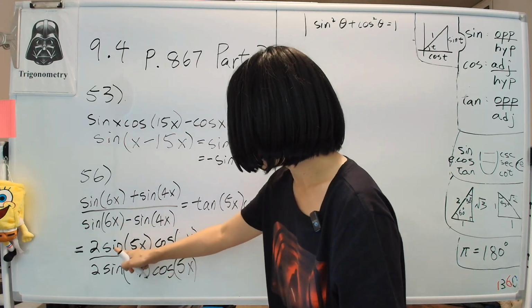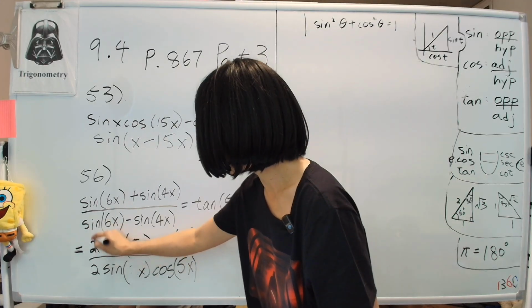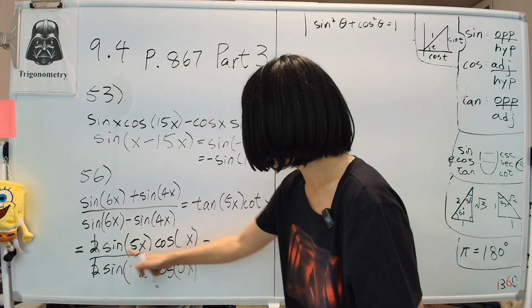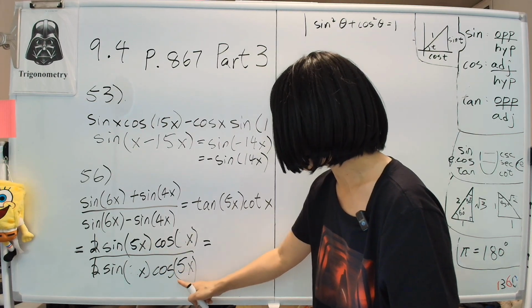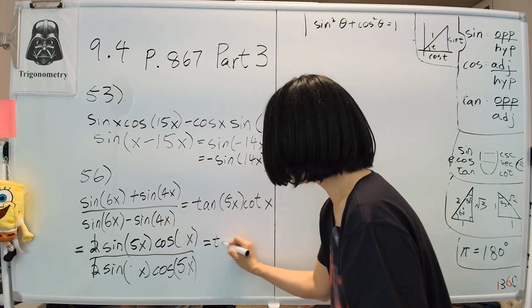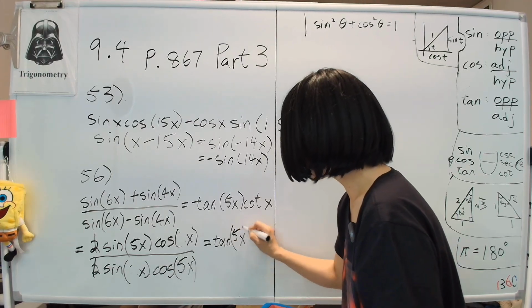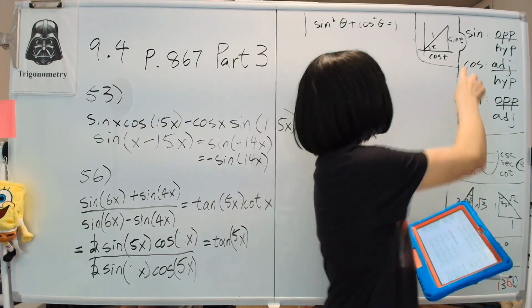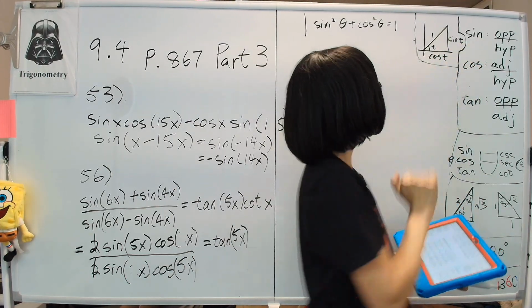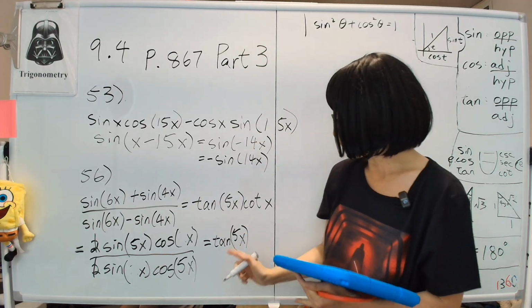We have the 2 cancels out, so let's ignore that. Sine 5x over cosine 5x would be tangent 5x, because sine over cosine is tangent, as we say right here, opposite divided by adjacent. Sine over cosine is tangent.